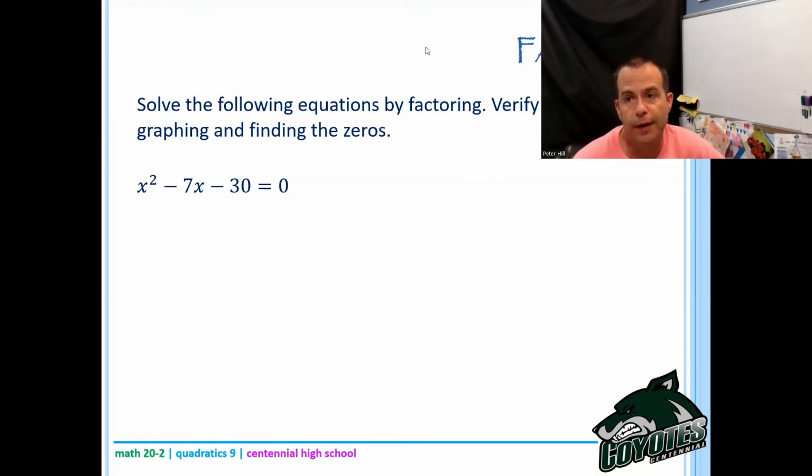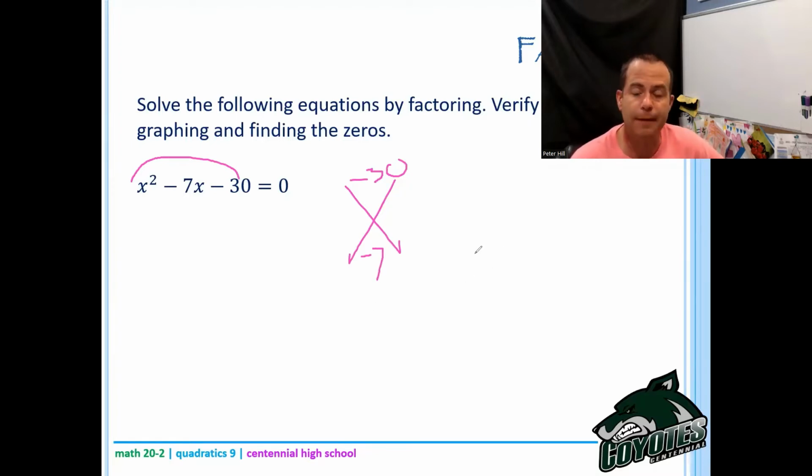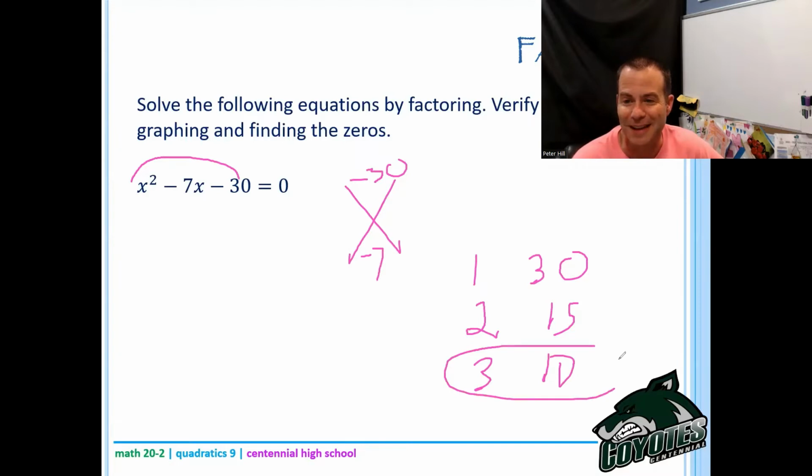Now, what am I looking for? Well, in order to factor, I'm looking for two numbers that multiply together to give me those outside numbers together. Okay, so two numbers that multiply together to give me negative 30 and add together to give me negative 7. Now, if I don't know them, that's okay. I'm just going to start by writing my factors of 30 down. So 1 and 30. That's not going to get a 7. 2 and 15. That's not going to get a 7. 3 and 10. Oh, look, that one will get a 7.